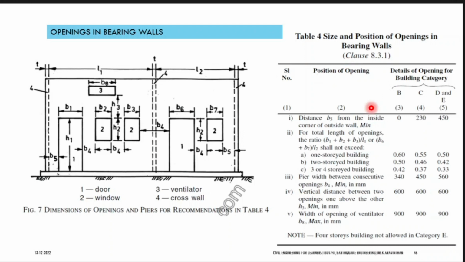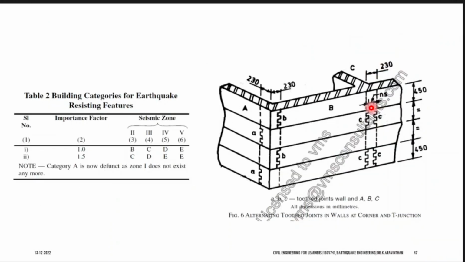If you are designing a masonry structure, first you should check table 2. What is the structure you are building? If you are building a residential house, then go for importance factor 1. If you are building in Mysore, Mandya or Bangalore, you should check zone 2. At zone 2, your building category is B.